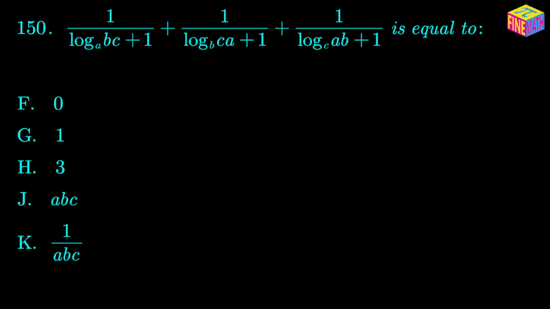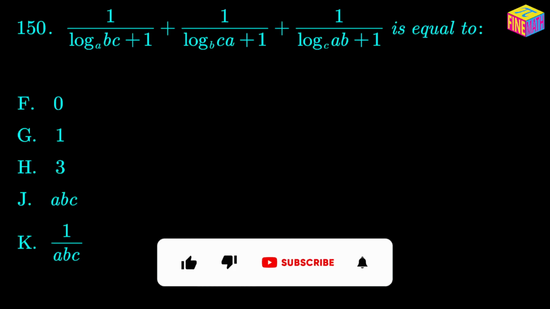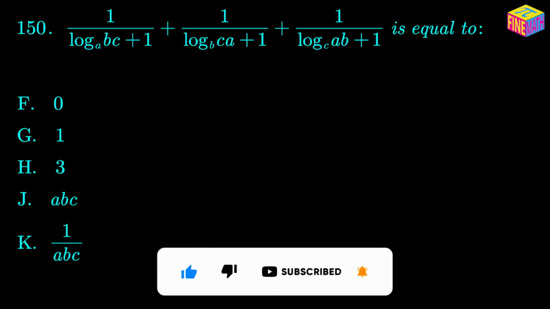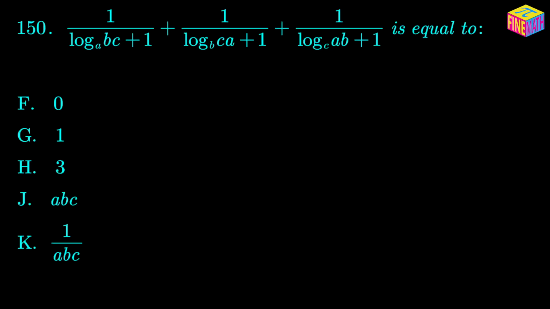So let's get started. Here the question says 1 over log of BC with base A plus 1, plus 1 over log of CA with base B plus 1, plus 1 over log of AB with base C plus 1, is equal to which of the following 5 values? So essentially we have to find the value of this expression, and there are 3 terms in this expression.